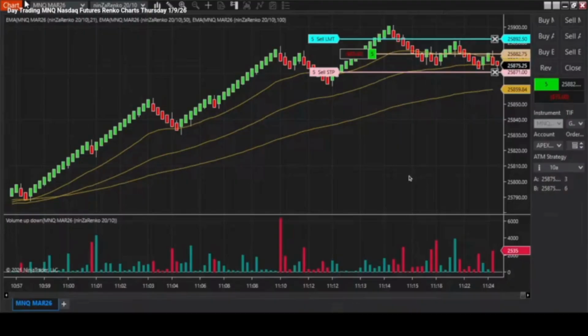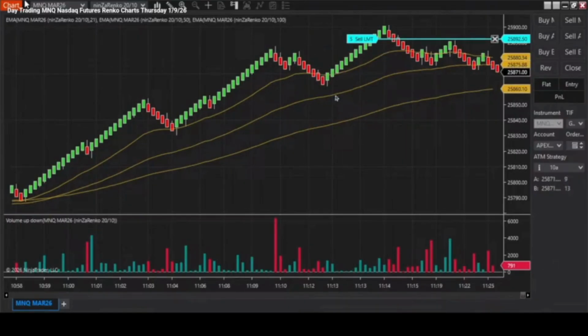At some point, I started to try to go against the trend. And then I would go long, and then it wouldn't work out. I think this is one of them. Order filled. I lost about $100 on that one, on 5 micros again. Canceled.